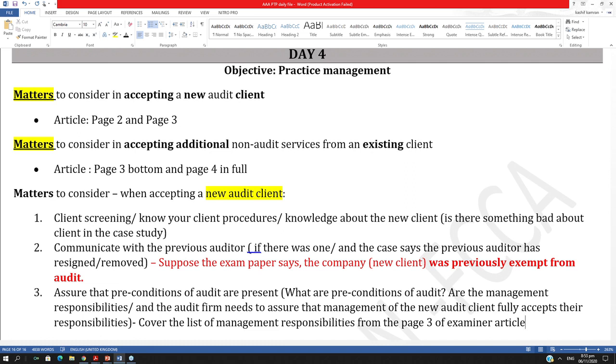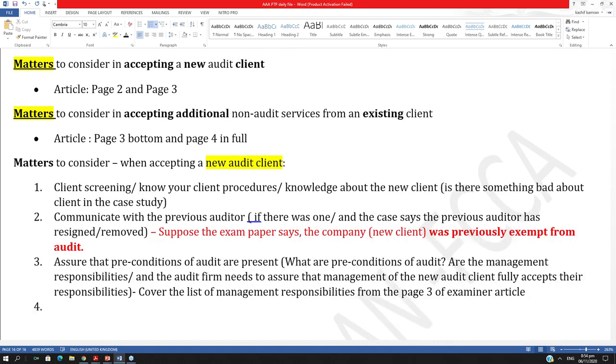So you do the client screening, you communicate with the previous auditor, you assure that the preconditions of the audit are present, and for that you can read page number 3 of the examiner article. Okay, move on. You also assure, when you are accepting a new audit client, are there any ethical issues?